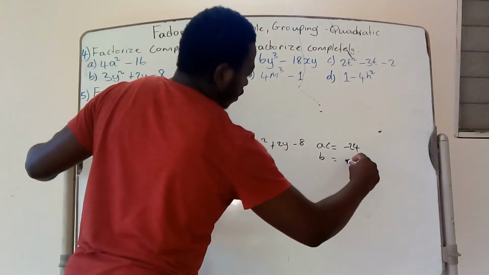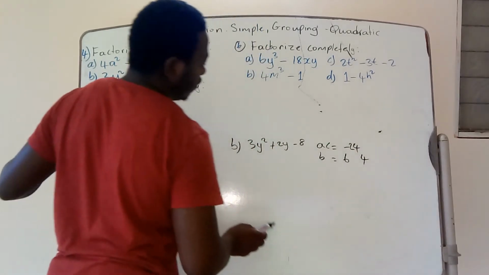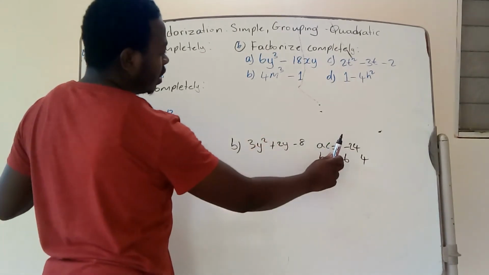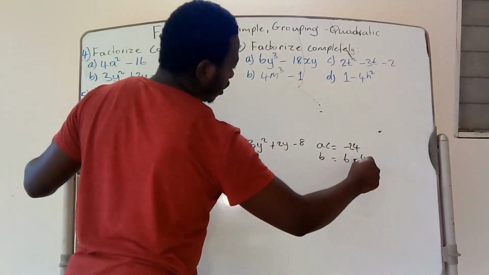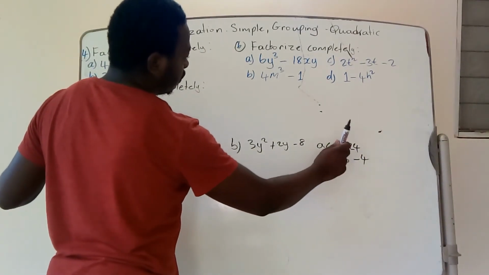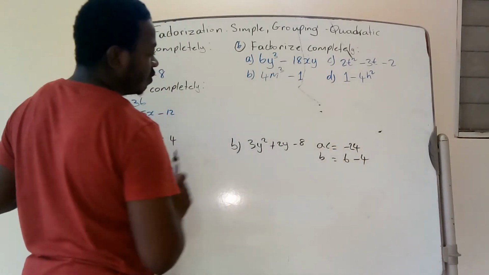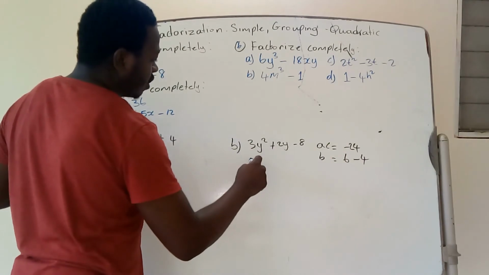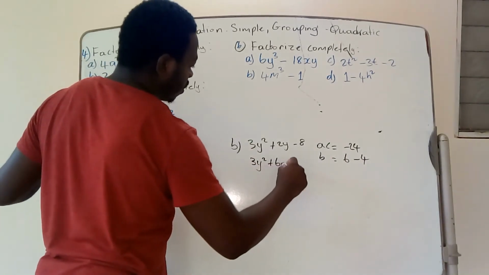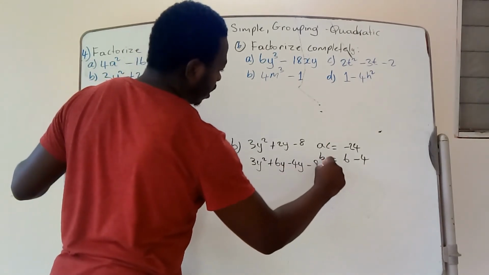So we know that 6 fours is 24, right? Now we want a positive 2 here. That means the 6 has to be positive and the 4 has to be negative. So 6 times negative 4 gives you negative 24. 6 minus 4 gives you positive 2. So we can rewrite this expression to be 3y squared plus 6y minus 4y minus 8.